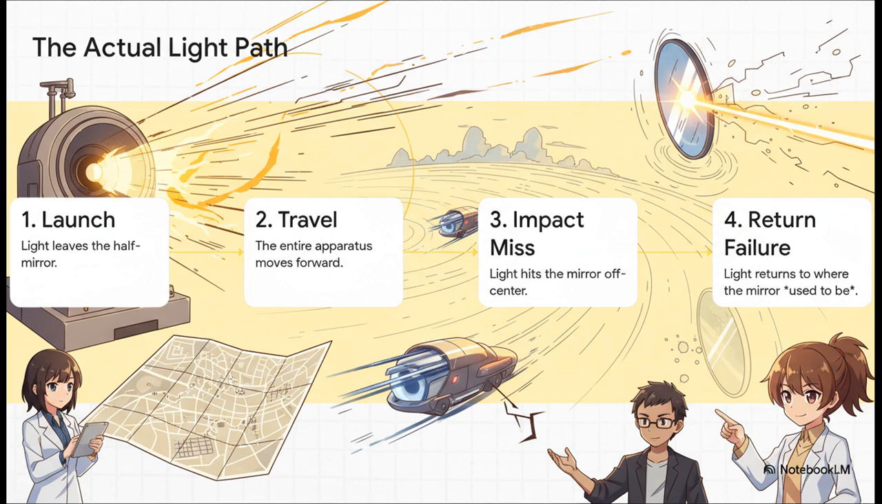I mean, look, the light leaves the starting point, but while it's traveling, the whole machine, the mirrors, everything has moved forward. The light was aimed at where the mirror used to be, not where it was going to be. It's literally the first rule of shooting a moving target, right? You have to lead it, and they didn't.